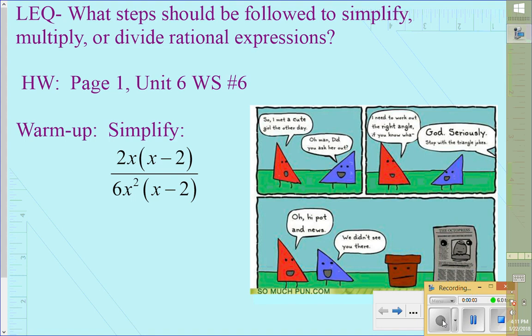Okay, so we started Unit 6 today. So this is day 1 of Unit 6. So we started with this warm-up. So pause the video, take a moment and try it.